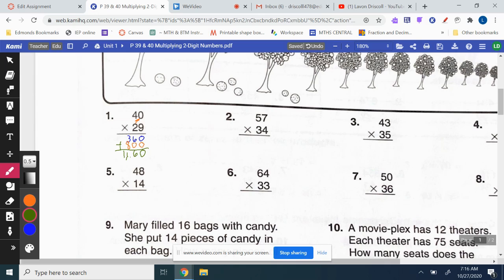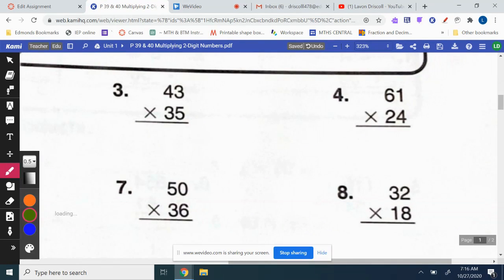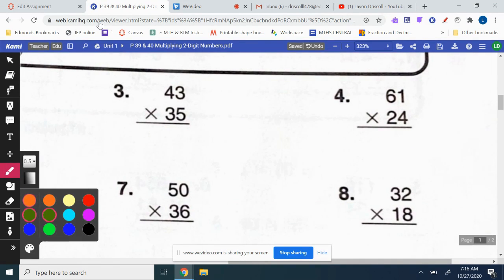So let's try number 3. First, I'm going to multiply 5 times 3 and I get 15. And now I have to carry the 1. And I'm going to do this in different colors so you guys can see what numbers I'm using. Now I have 5 times 4 and I add that 1 and I get 21.